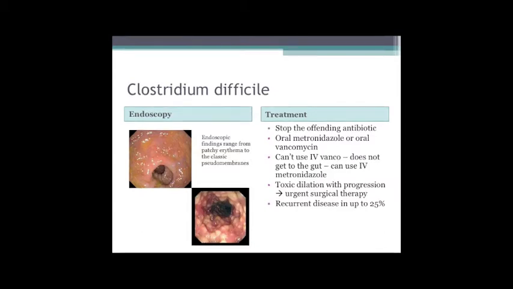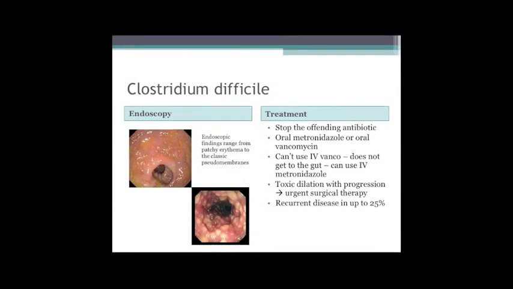And endoscopically, you may see just a little bit of redness, or you may get these pseudomembranes. If they show you an endoscopic picture like this, it's probably one of the more classic endoscopic pictures they could show you. And in the right setting, this would be pathognomonic for Clostridium difficile. So you want to stop the offending antibiotic.